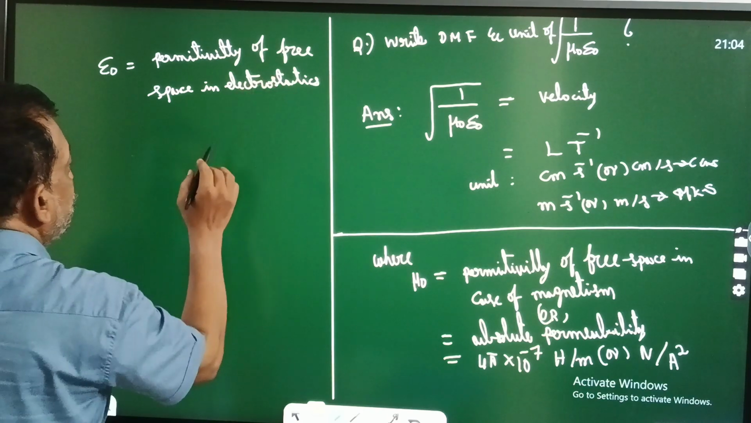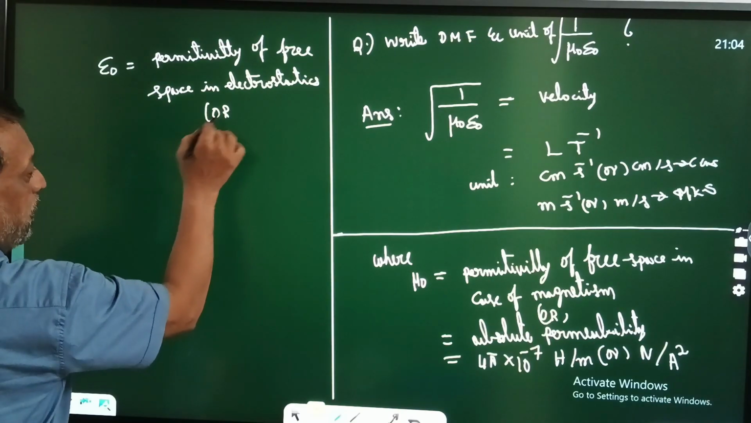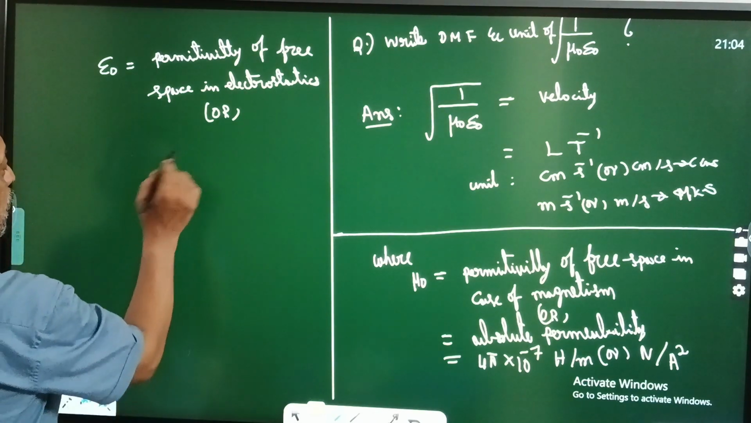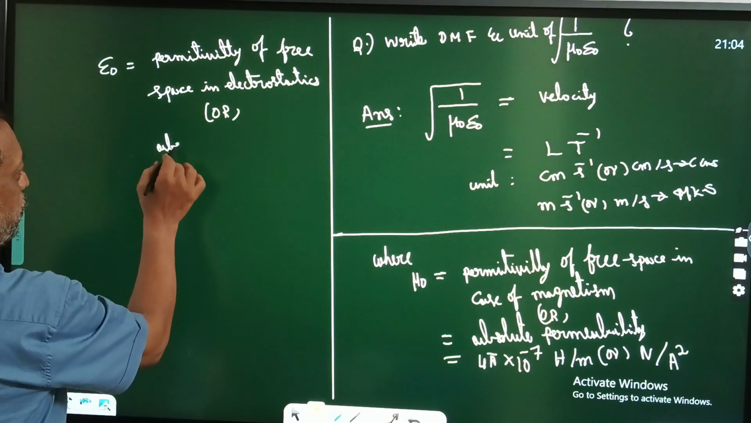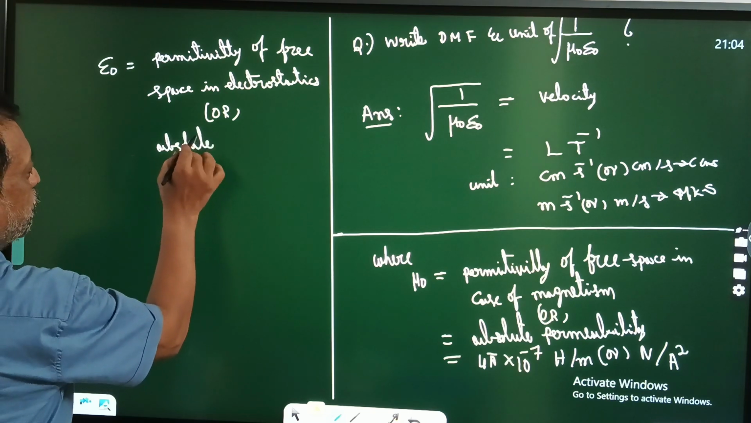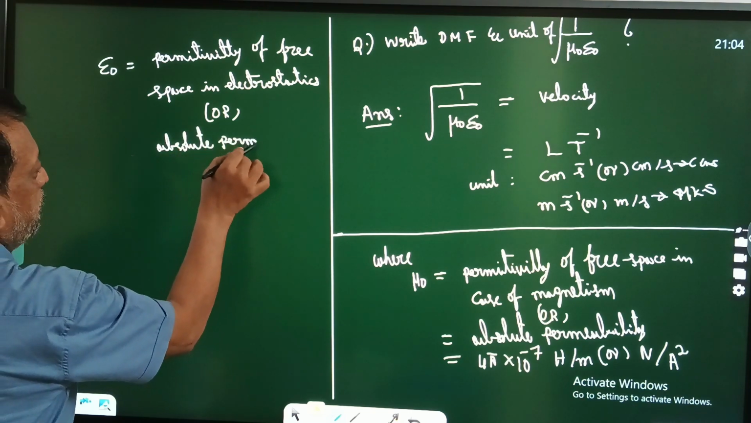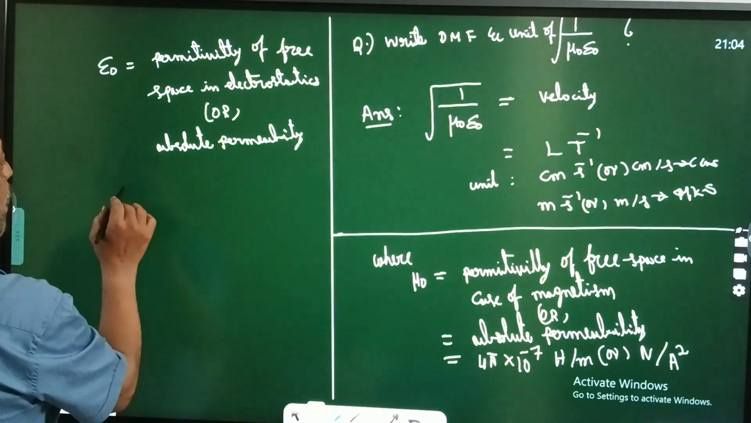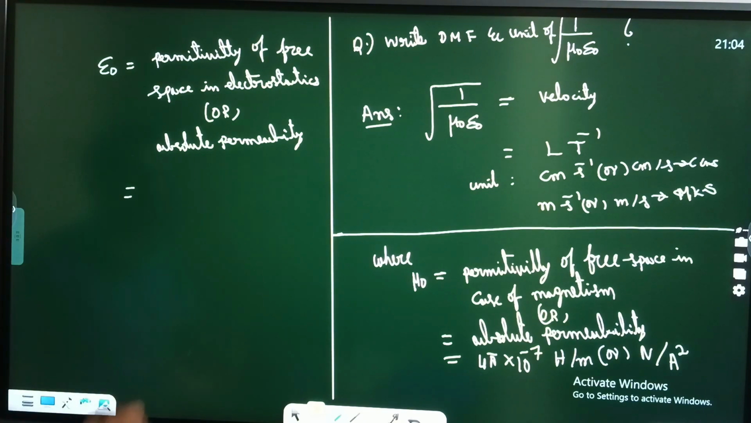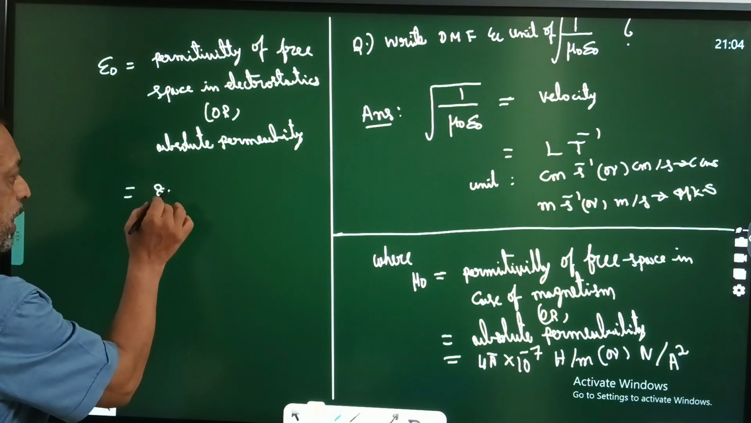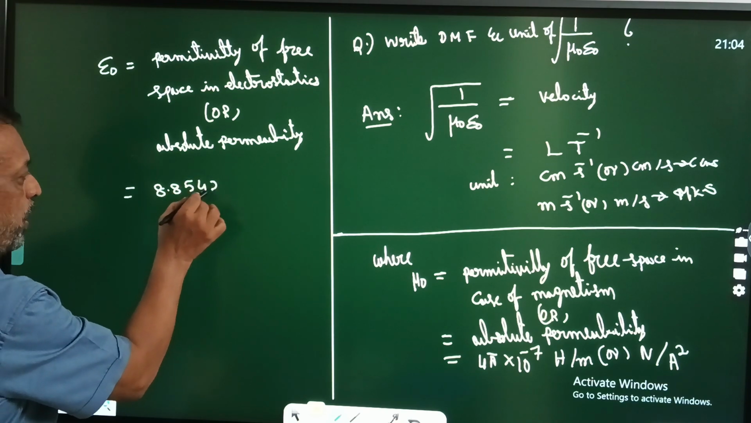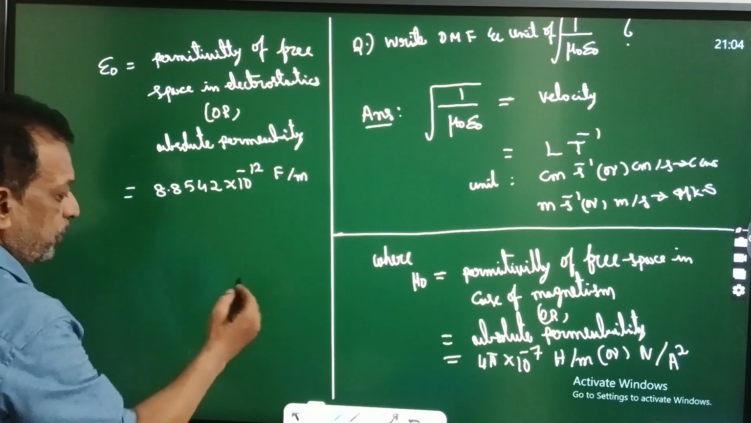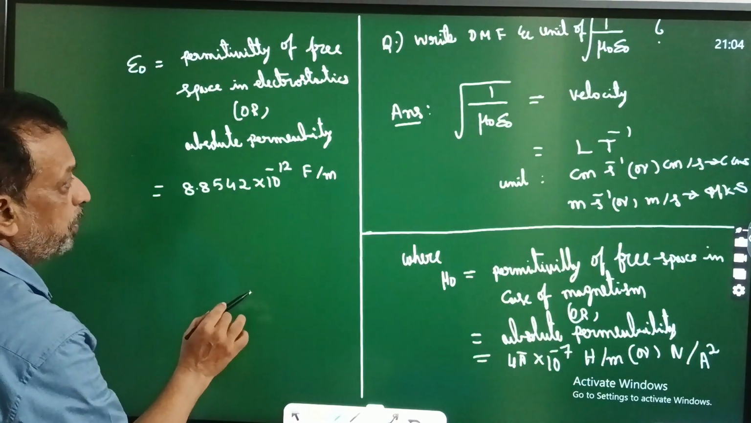Statics are the same thing. What is the value of epsilon naught? It is 8.8542 into 10 to the power of minus 12 farad per meter. Other units are there, you can do it now. Up to here, please complete all of you.